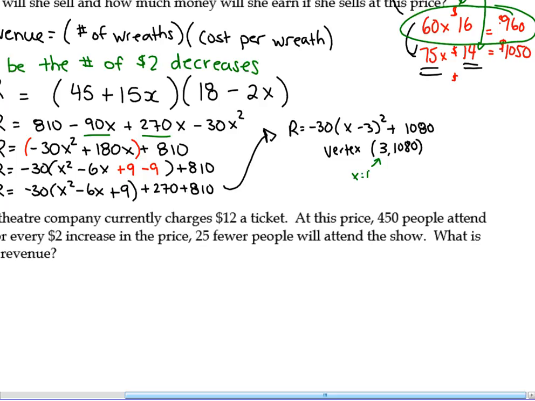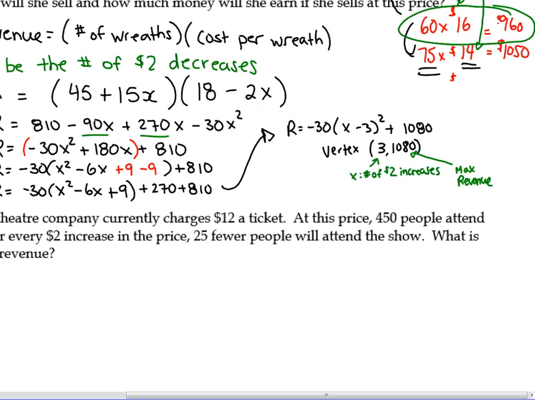Which is the number of $2 increases. What did the Y stand for? The revenue, max revenue. Because our variables in the equation were X and R. X and R, okay? So, if I ask you, there's two things I can ask you, which I think I did. This is very important.